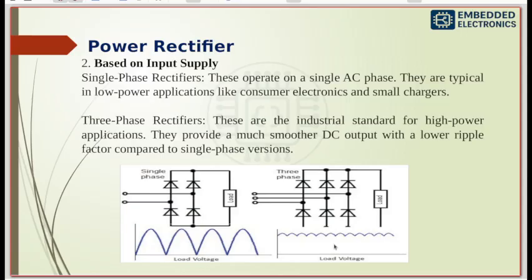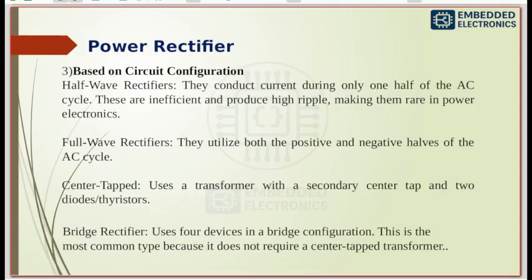This three phase is used for heavy industry like factory motors and electric vehicle chargers. It provides much smoother, more powerful, rock steady energy. But single phase is for home electronics like phone chargers and TVs. It is simple but needs a big capacitor to smooth out those big voltage drops. So this is about three phase and single phase rectifiers.